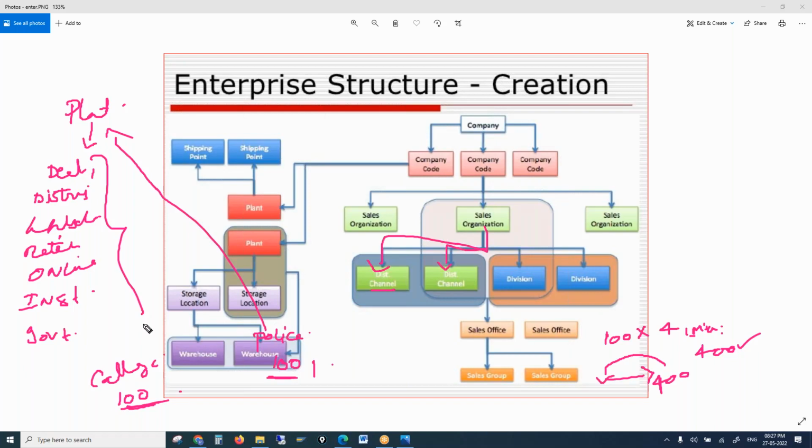Okay. So that is distribution channel. Let's say dealer. What is the difference between a dealer and distributor? Anyone? What's the difference between a dealer and distributor? Check. Try to find out. Google it or somehow find out what the difference is between a dealer and distributor.